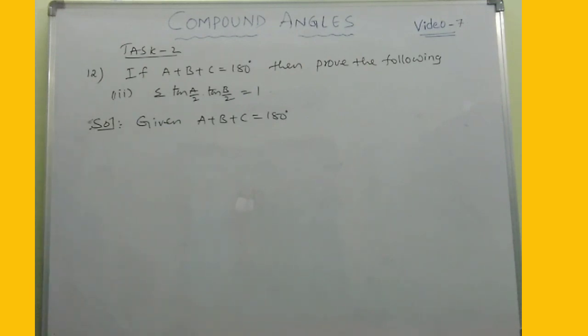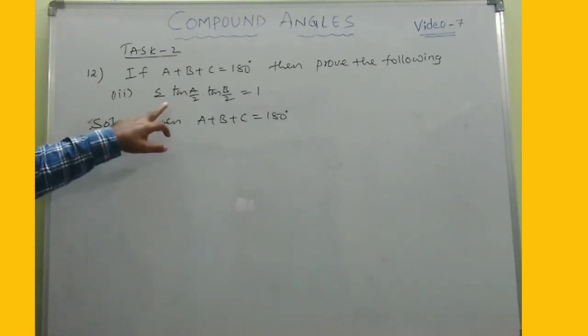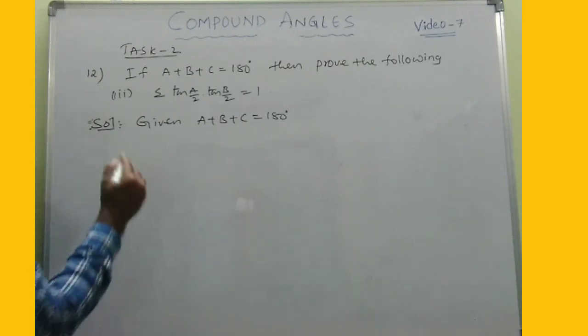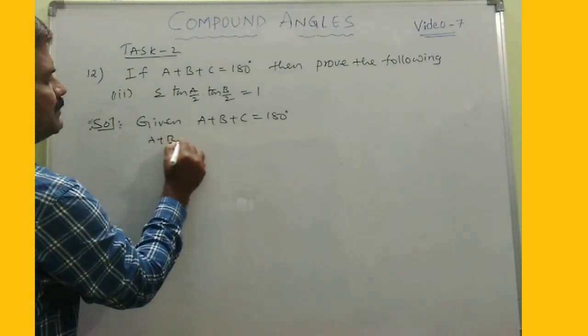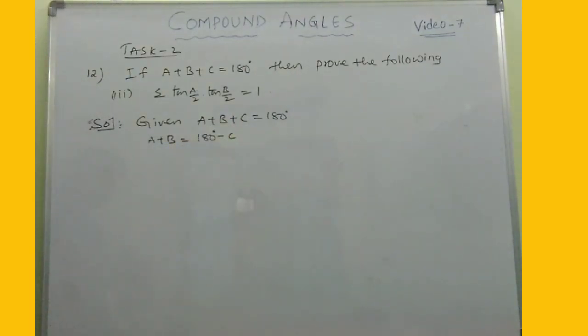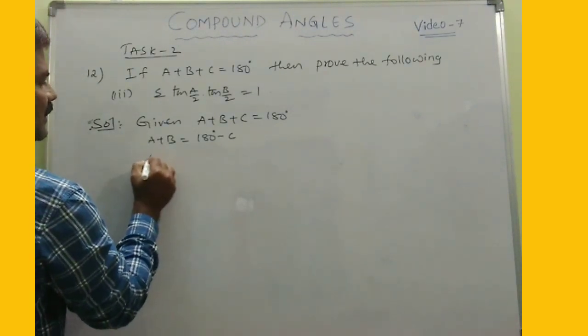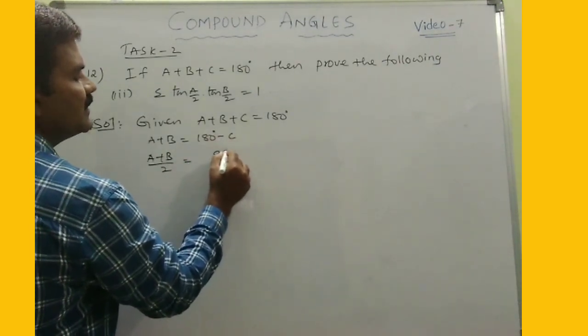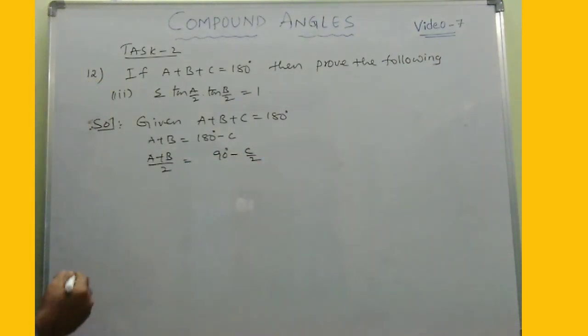So coming to condition number 3, we need to prove that sigma tan A by 2 into tan B by 2 is equal to 1. As usual, once again A plus B plus C is equal to 180. Then A plus B is equal to 180 degrees minus C. And (A plus B) by 2 is nothing but 90 minus C by 2.